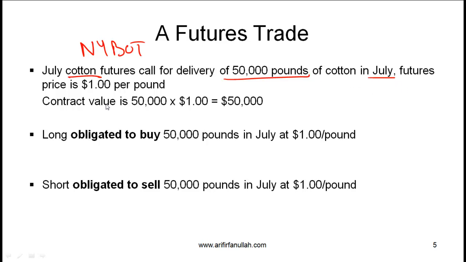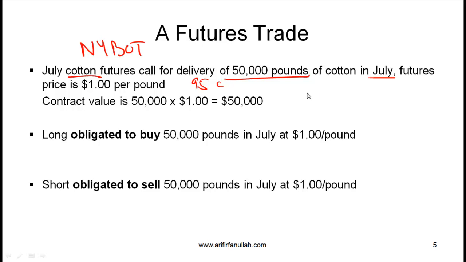The price typically for cotton is quoted on a per pound basis. Here I am very simplistically saying that the price is $1 per pound. If you actually look at the New York Board of Trade, the price is quoted in cents. Currently the price for a futures contract on 1 pound of cotton is approximately 95 cents. But nevertheless, just to keep things simple, I have a futures price of $1.